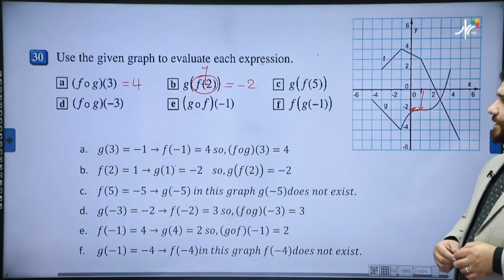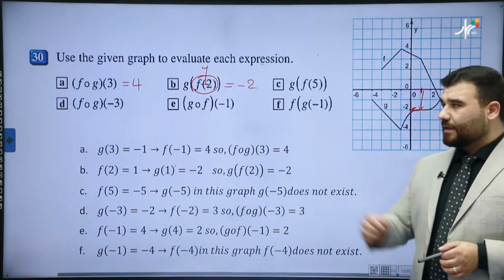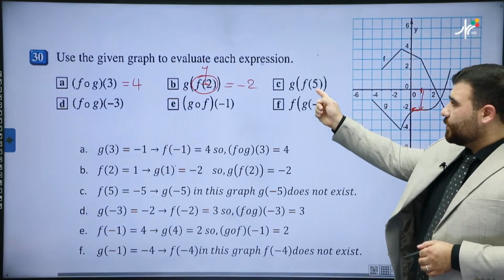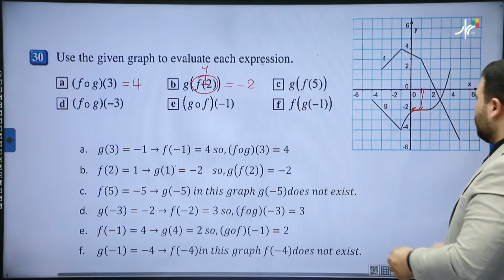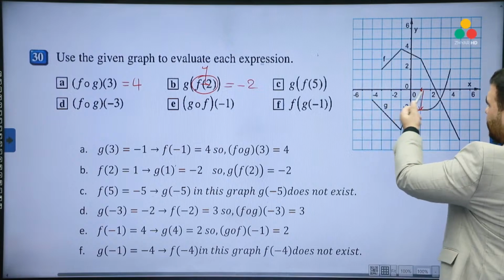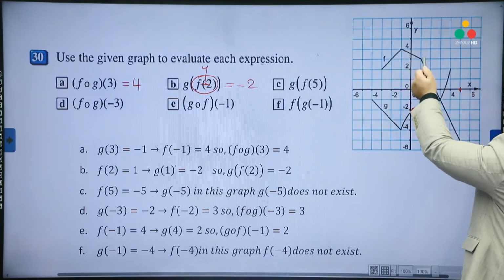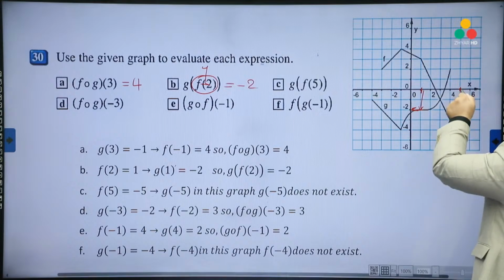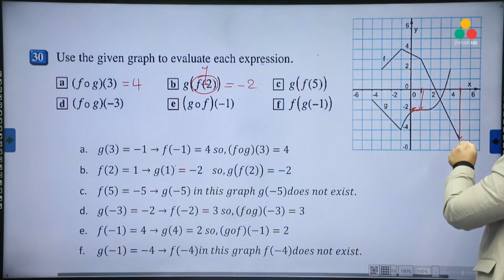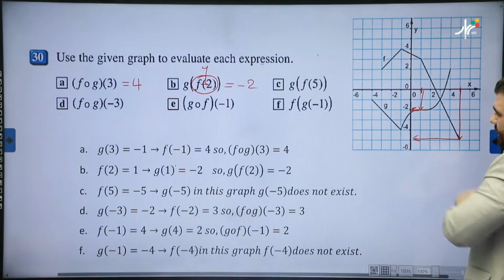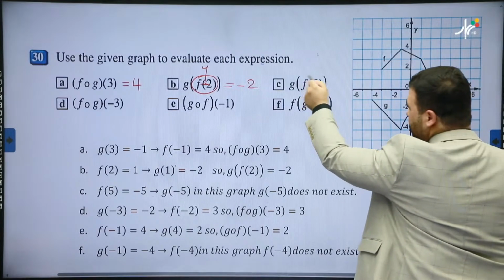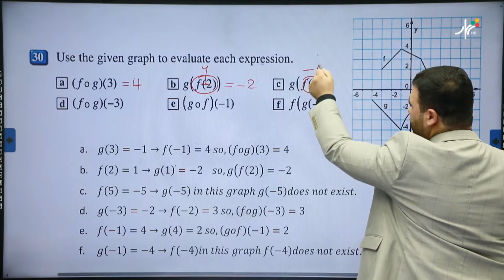Part C, g of f of 5. Find f of 5, put the result in g. F of 5. 5 on the x-axis is right here. Then f of 5, this graph is for f. F of 5, we should go to this point. Then the result is -5. This f of 5 is -5.